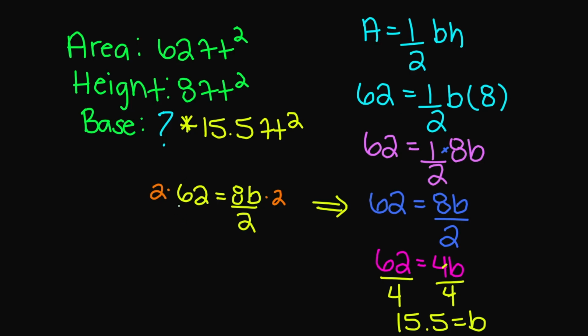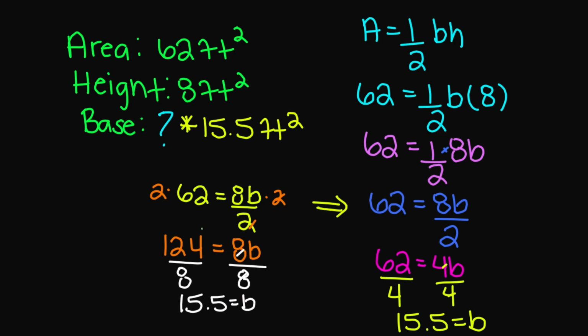On your left side here, 2 times 62, this is going to equal 124. Your 2's here are going to cancel out, and you'll be left with 8b. And then you'll divide from here. So you divide both sides by 8. 124 divided by 8, this is also going to give you 15.5 as your base. So your 8's here are going to cancel out, and then on your left side, when you divide, you'll get 15.5.